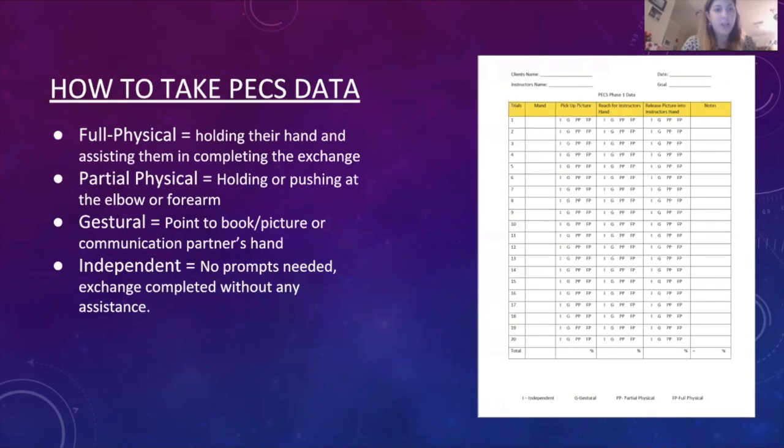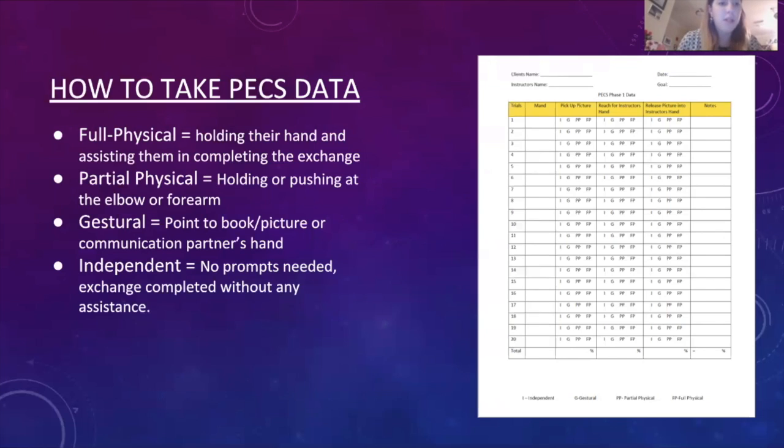The data sheet is done by Brittany, who cannot be joining us today, but this is basically the sheet that you would go through if you're using PECS. There are 4 different ways you can track data. It will be either full physical, partial physical, gestural, or independent.